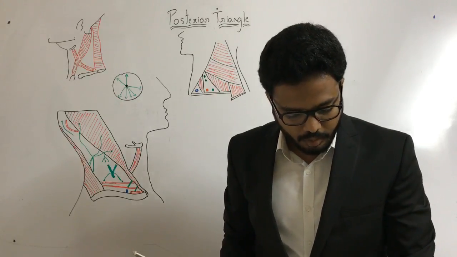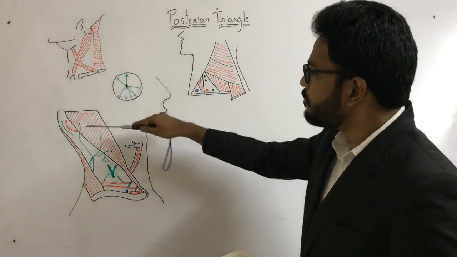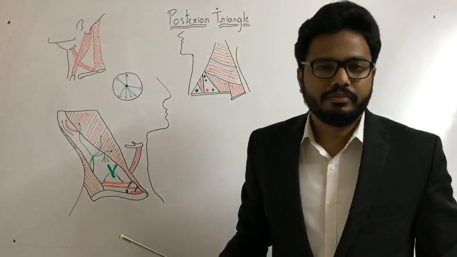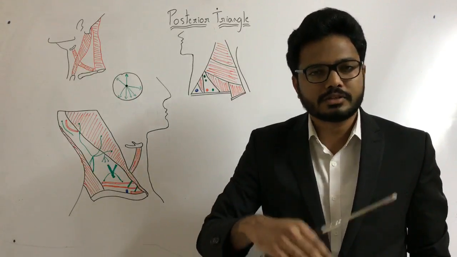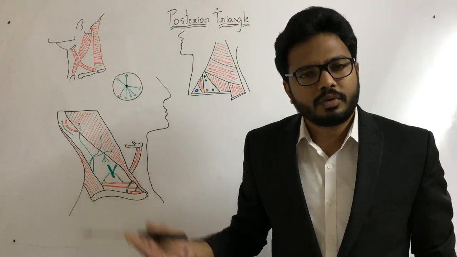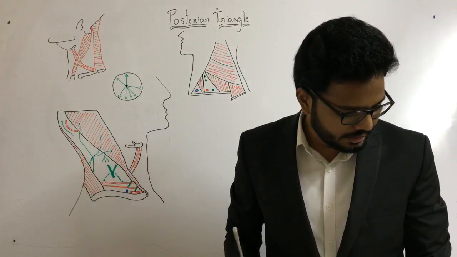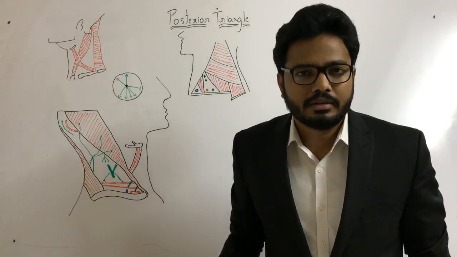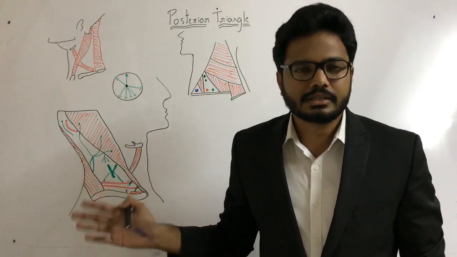And then we have the floor. So the floor is formed by the pre-tracheal layer of deep fascia. As I said, for the roof we have the superficial fascia and investing layer of deep fascia, whereas the floor is formed by the pre-tracheal layer, pre-vertebral layer. So we have pre-tracheal layer also, but it doesn't come in.